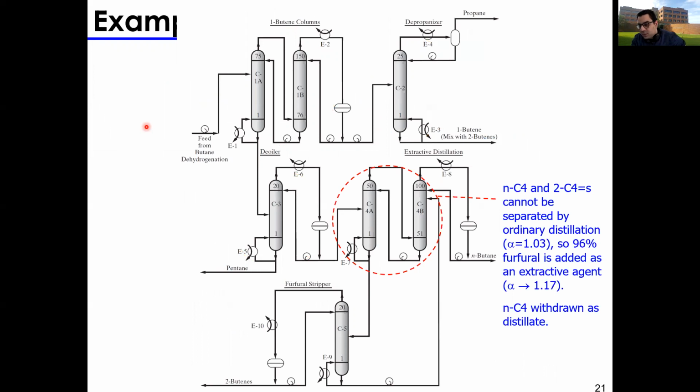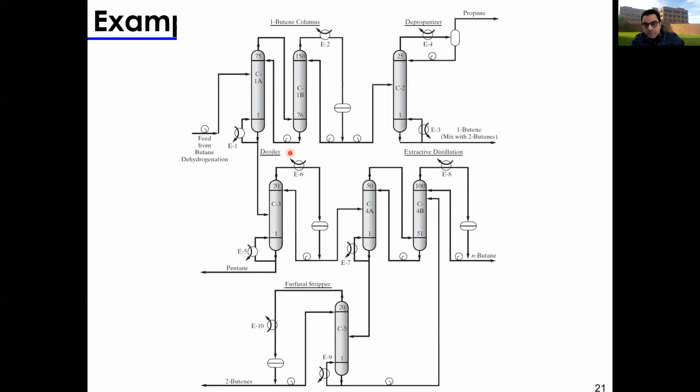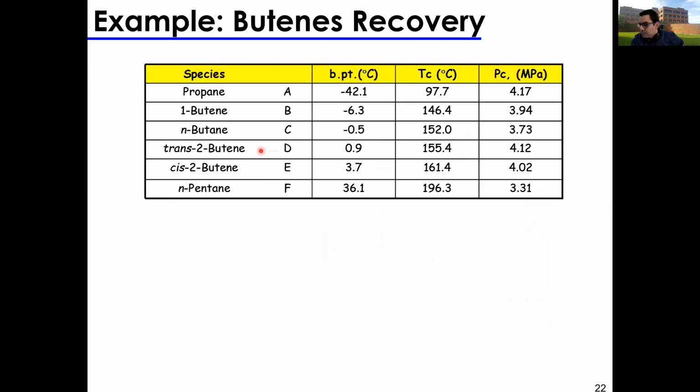We said that these two cannot be separated by ordinary distillation because alpha was very low, less than 1.05. So we had to use a second technology, which was extractive distillation, or liquid extraction. We did this, and then we did a final one to remove the 2-butene. Okay. So go through this exercise, calculate the relative volatilities, see which heuristic was used to guide this decision making, and verify if it makes sense. Okay. And if you have any questions, of course, just come to office hours and we'll talk about it.